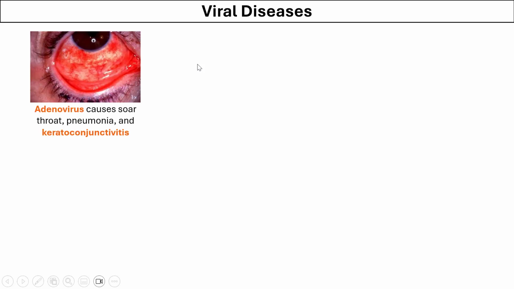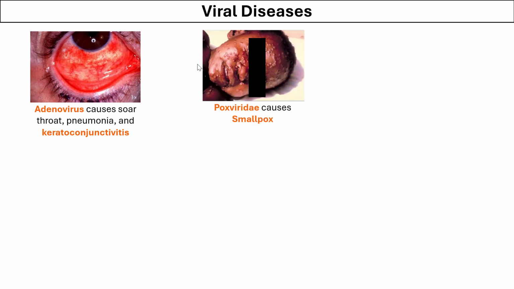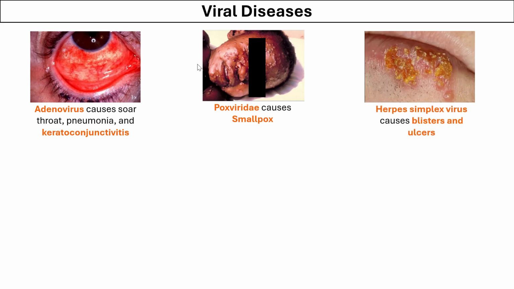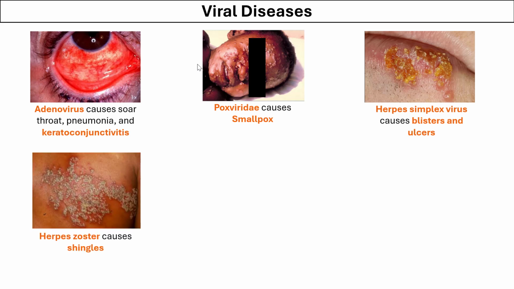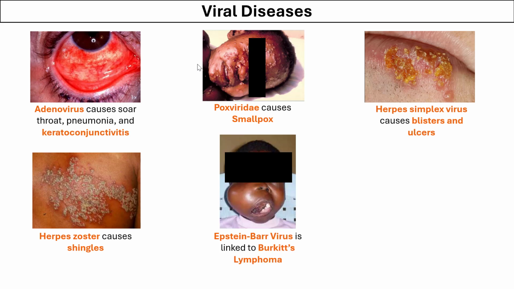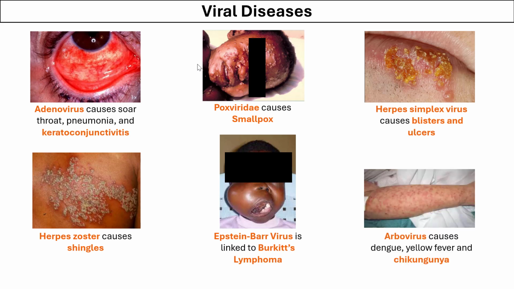Viruses can cause several diseases in human beings. Some examples are adenovirus, which causes sore throat, pneumonia, and keratoconjunctivitis. Poxvirus, which causes smallpox. Herpes simplex virus, which causes blisters and ulcers. Herpes zoster virus causes shingles. Epstein-Barr virus, which is linked to Burkitt's lymphoma. And flaviviruses cause dengue, yellow fever, and chikungunya in human beings.